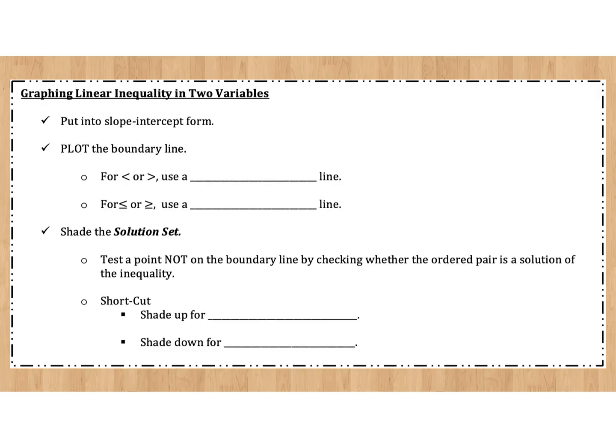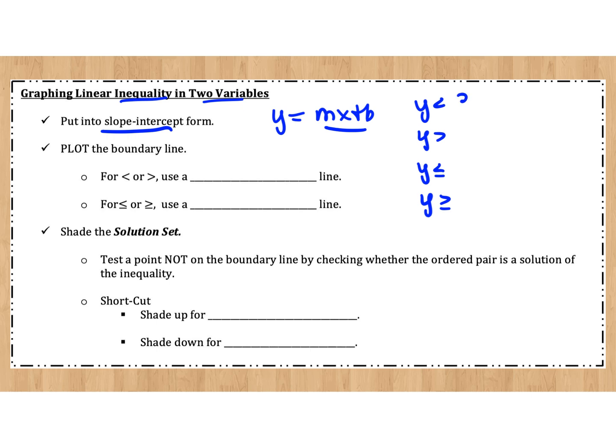Now, when I go to an inequality with two variables, it's going to be slope-intercept form, but instead of y equals mx plus b, it could be y less than, y greater than, y less than or equal to, y greater than or equal to something, okay? But it's still going to have this form. It still could be like 3x minus 4, or 2x plus 6, something like that. For less than or greater than, I use a dotted line. For less than or equal to, greater than or equal to, I use a solid line.